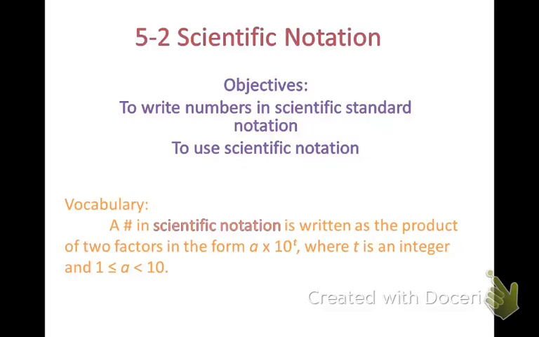Scientific notation. Our objectives are to write numbers in scientific standard notation and to use scientific notation. Scientific standard notation is a number. For you guys, it's a number between 1 and 10. It cannot be 10. The number could be greater than or equal to 1, but less than 10. Okay?